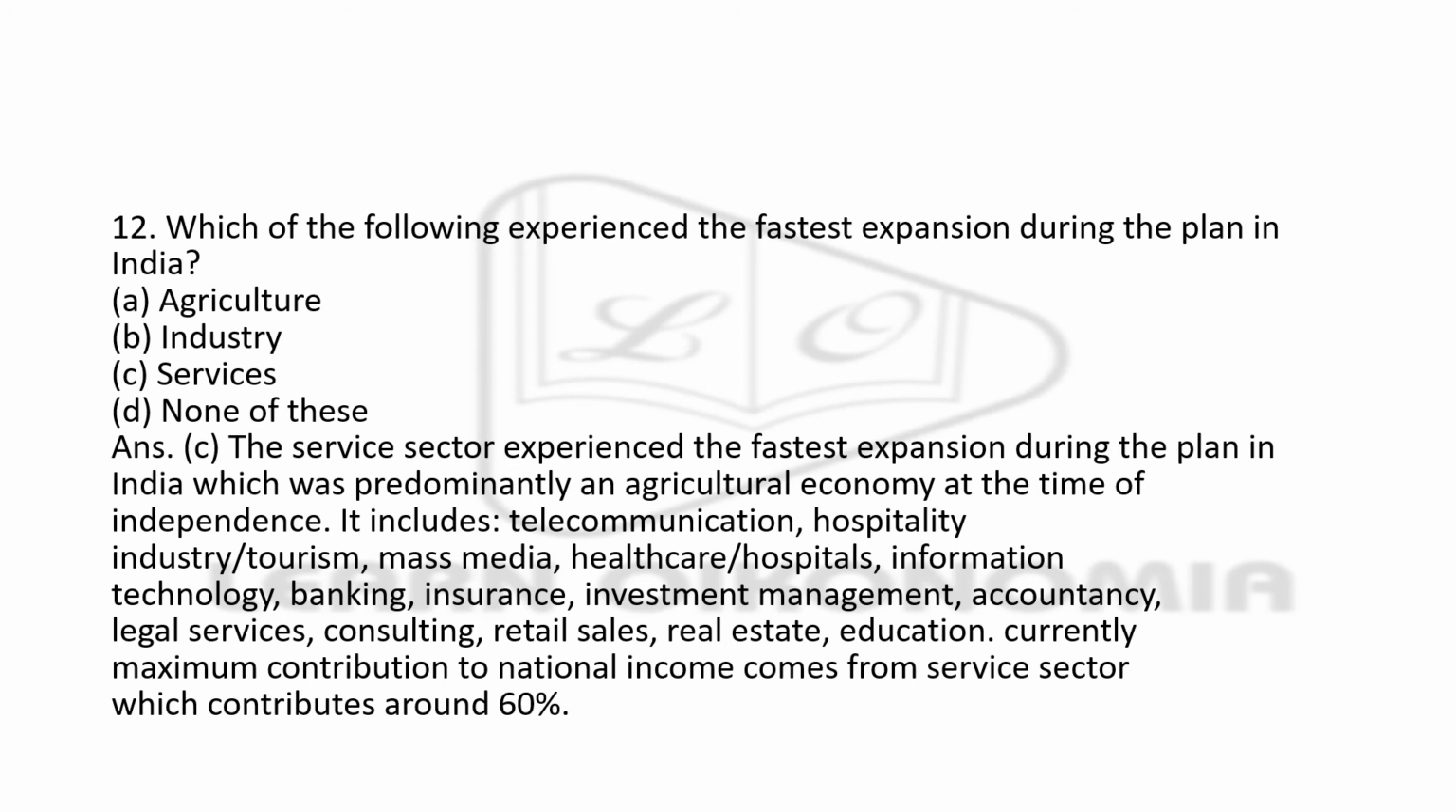The service sector grows much faster comparatively, and it is the one which contributes the largest part of India's GDP. The service sector experienced the fastest expansion during the plan in India, which was predominantly an agriculture economy at the time of independence. So what are the things which would be coming in the service sector? It includes tourism, mass media, hospitals, healthcare, information technology, insurance, banking, investment, accountancies, legal services, retail, sales, education, all these kinds of things.